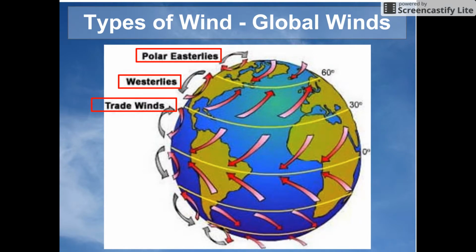The westerlies blow from the west, tending somewhat toward the north. This causes most of the weather in the United States to move from west to east, or from California to, say, New York.